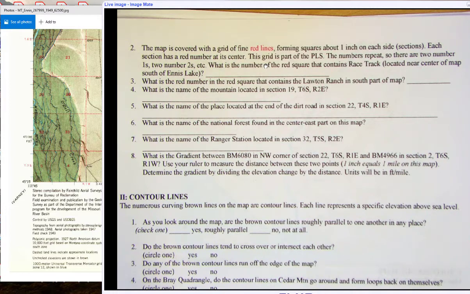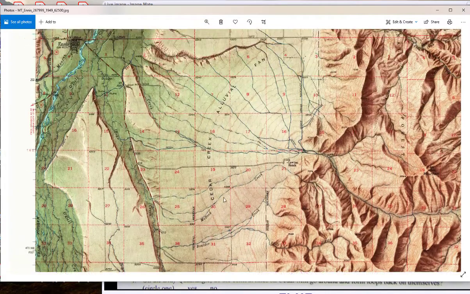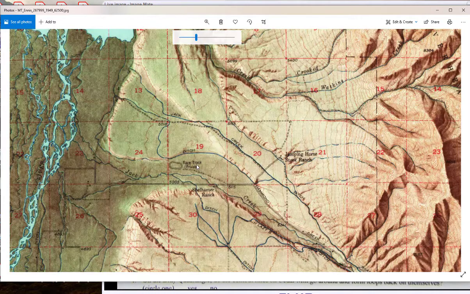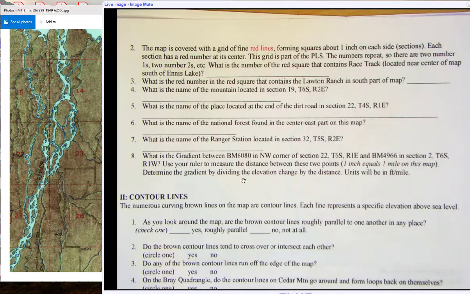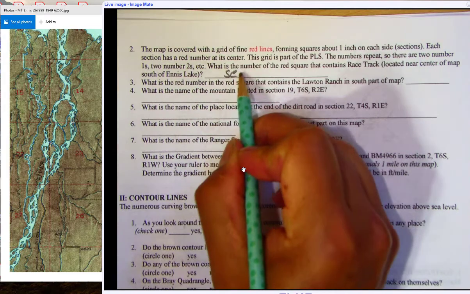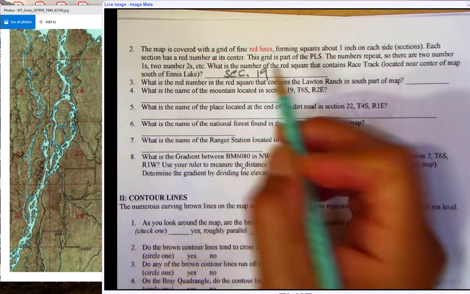What is the number of the red square that contains the racetrack located near the center of the map, south of Ennis Lake? If we go over here, there's a racetrack right there. So it's section 19, right? You would say section 19, and usually we put it as SEC 19, for section 19.